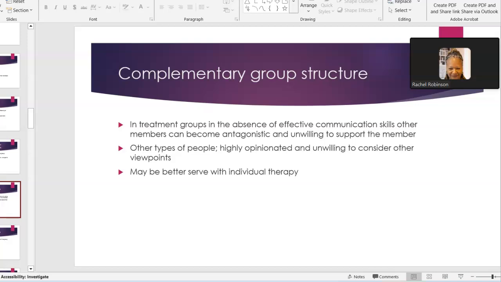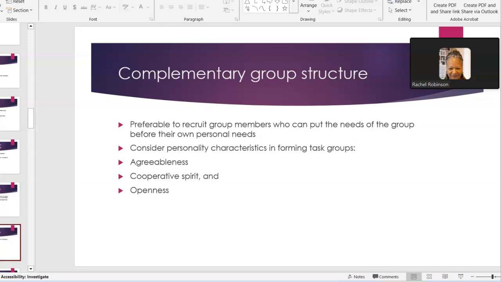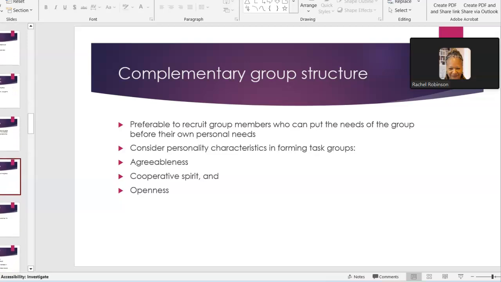If there isn't good communication, people can become antagonistic. They're not willing to support one another. They're not willing to participate. Then you have the challenge of people that are, once again, overly aggressive, highly opinionated. They won't even consider other people's viewpoints. They may not make it for group. Group might not be suited to them. It might be that they need to go into individual counseling. But that whole idea of being agreeable, cooperative, having openness is so important to solidify a healthy group structure.